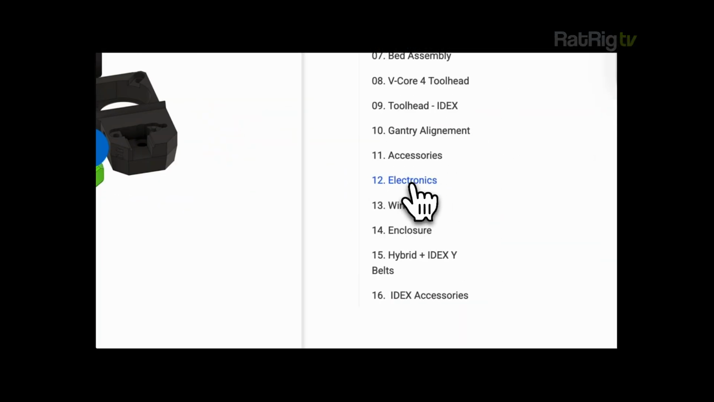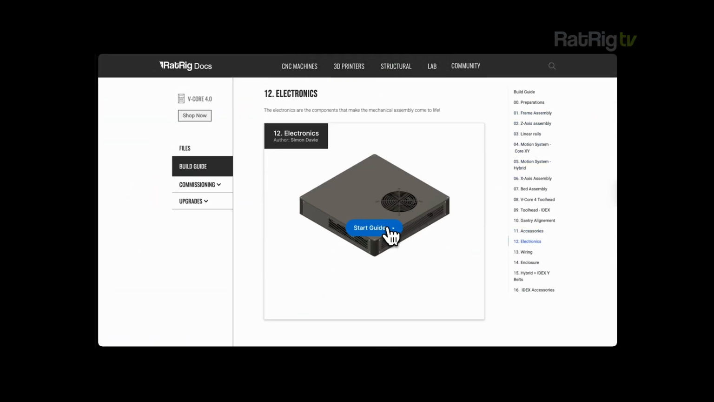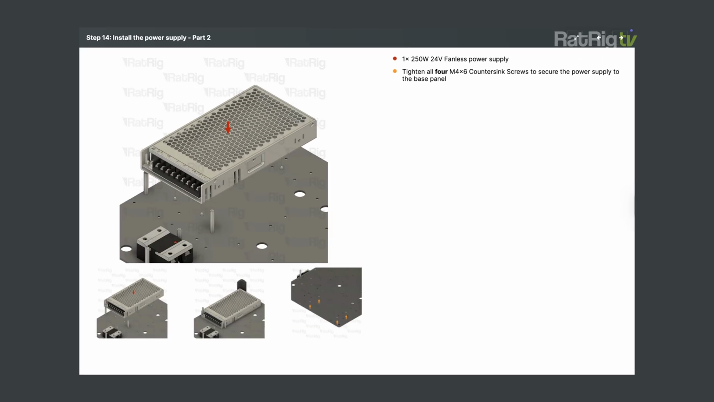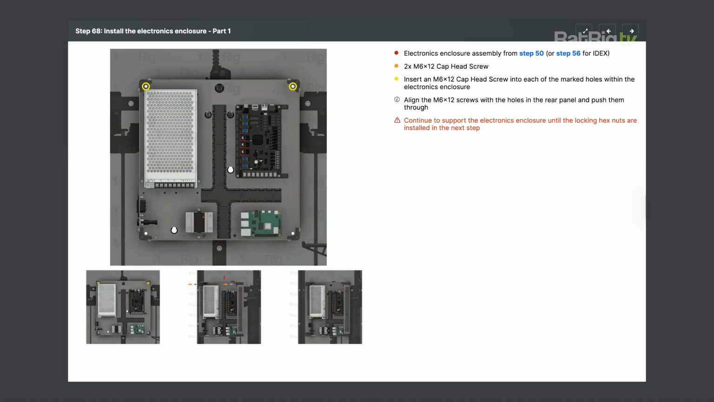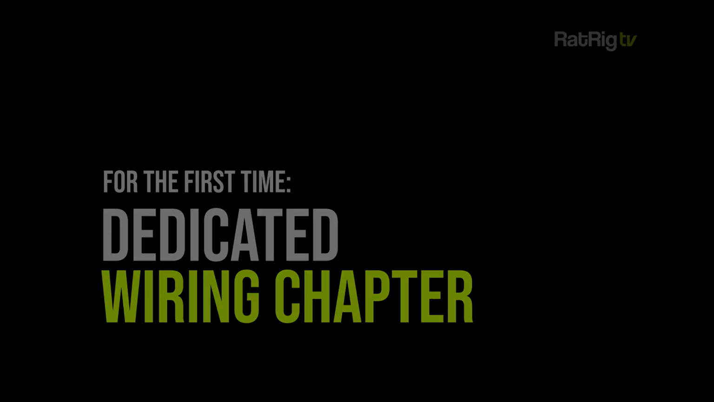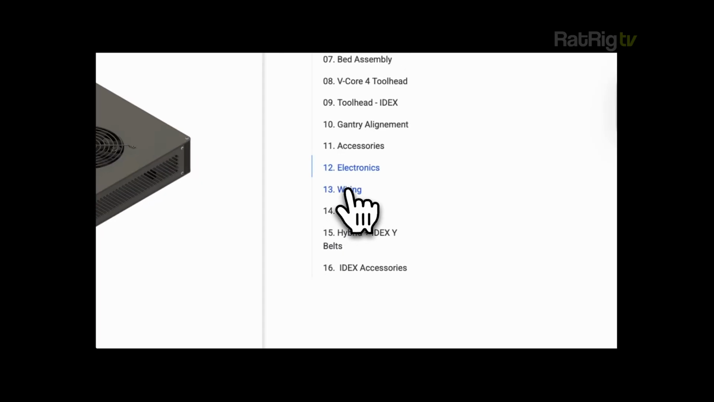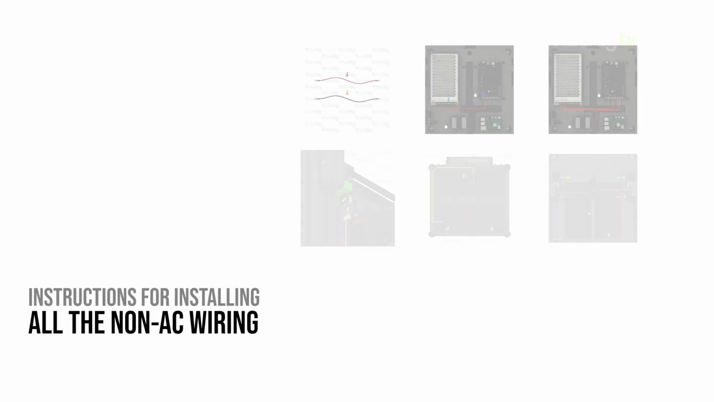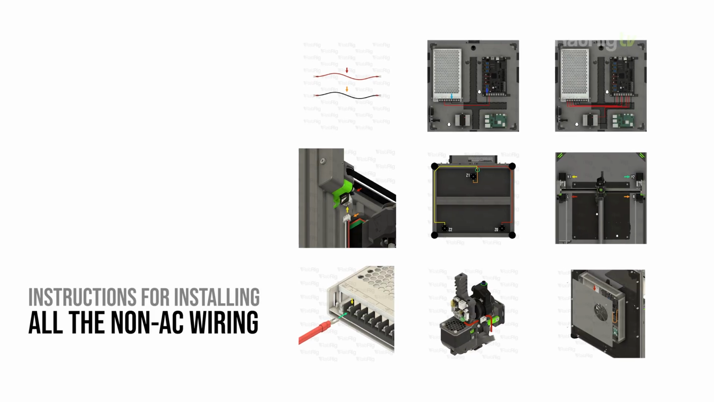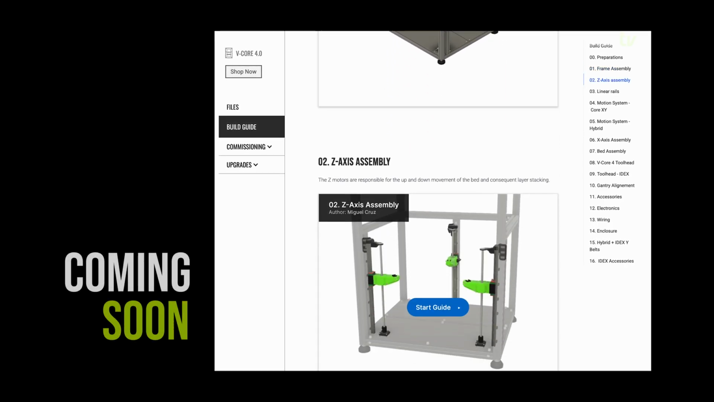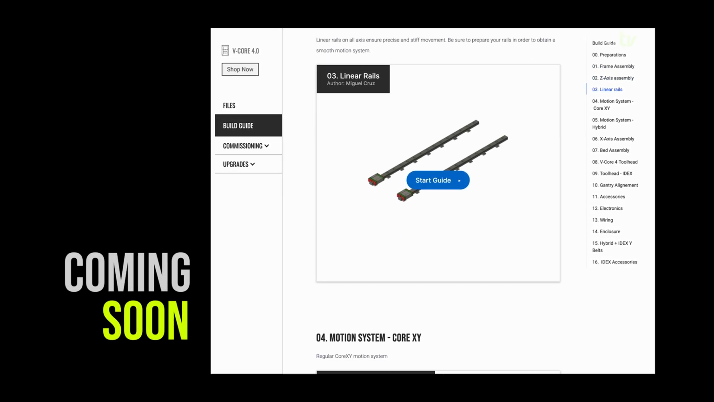The electronics guide is now fully redone, massively expanded, and packed with clear, detailed step-by-step instructions. And for the first time, there's a dedicated wiring chapter for the full build, making everything clearer and more comprehensive than ever. Over the next few weeks, we will also be polishing the mechanical chapters for extra clarity.